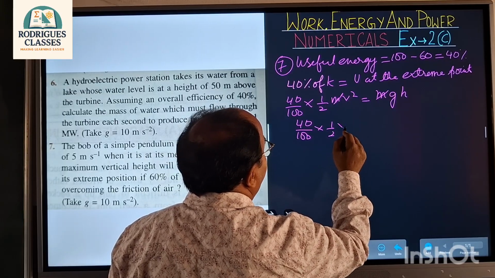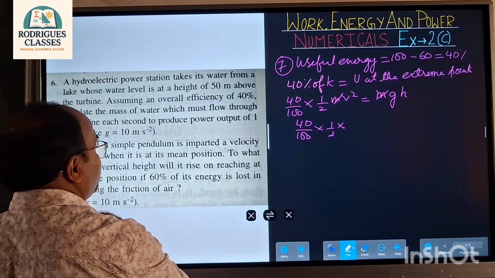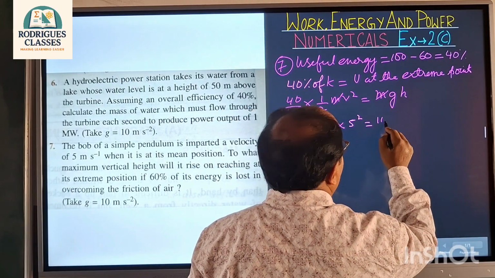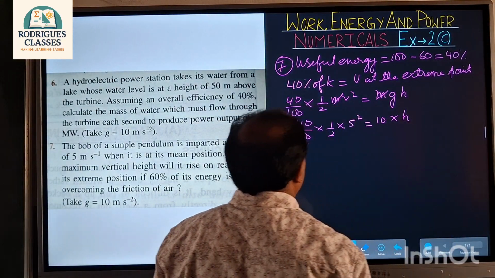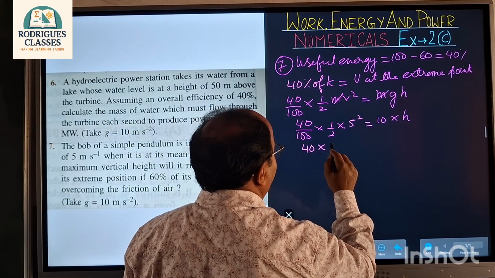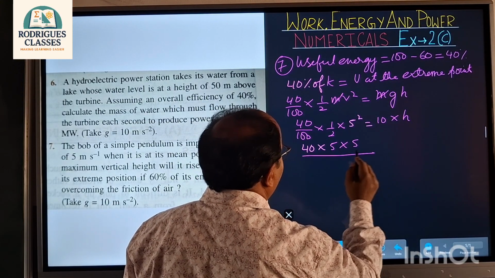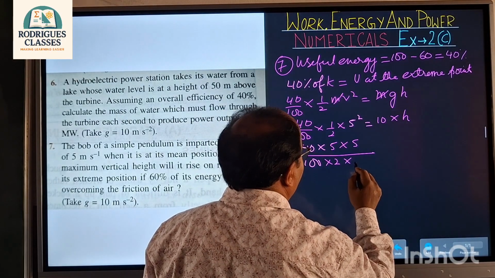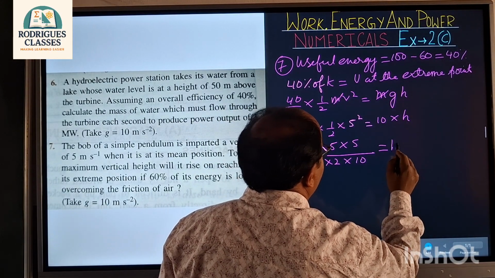Half m is already cancelled. V is given here as 5. So I will write here 5 square is equal to g, which is 10, and this h I have to calculate. So 40 into 1, if I remove 5 and 5 and 100 here and 2 here, this will come down as 10 is equal to h.